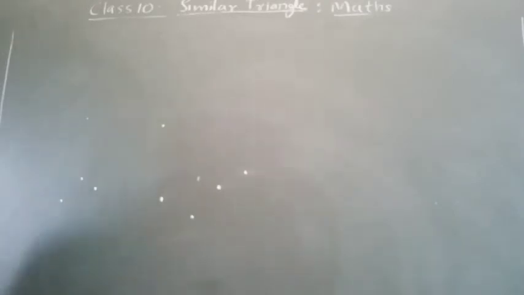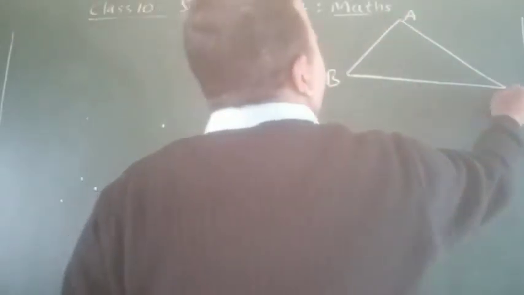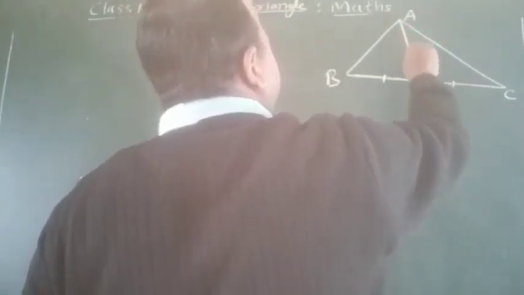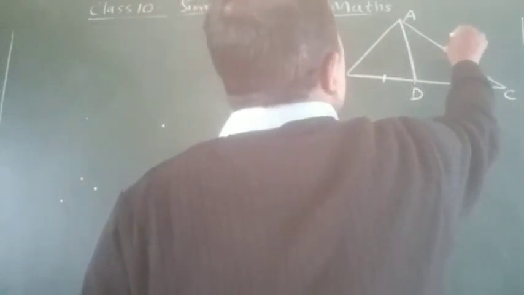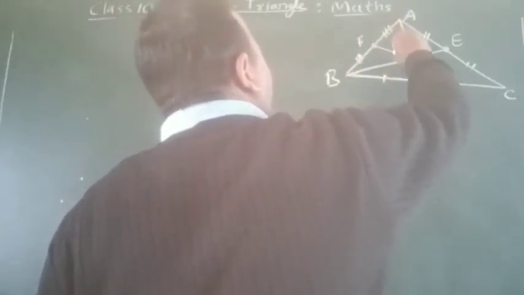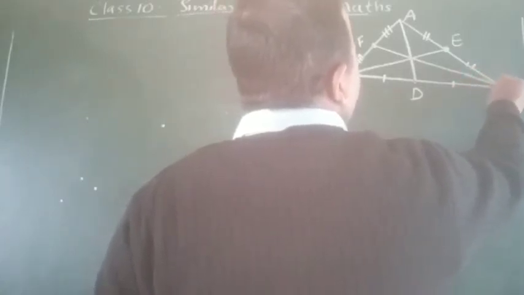What is the application? This is the triangle ABC. BC midpoint is D, so BD equal to DC. AD is the median. AC midpoint is E, AE equal to EC, so BE is the median. F is the midpoint of AB, so AF equal to BF. So CF is the median.